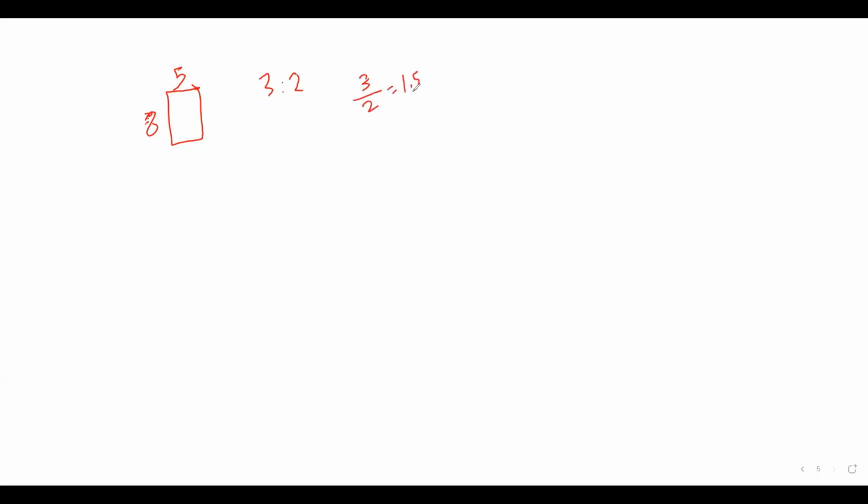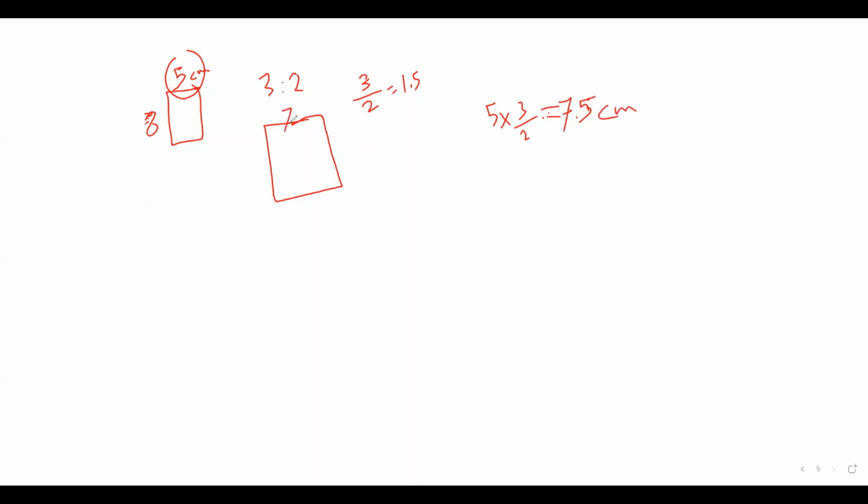Now, what would be the final result? Well, the final result would be bigger, of course. So the side which has a length of 5 cm, now you multiply it by 3 over 2. So the final result is 7.5 cm.